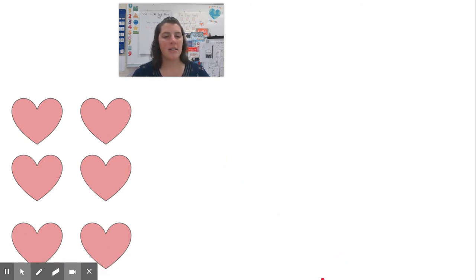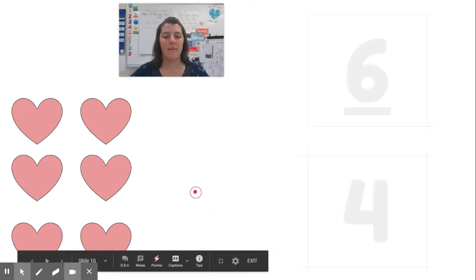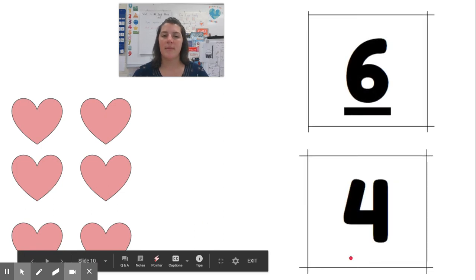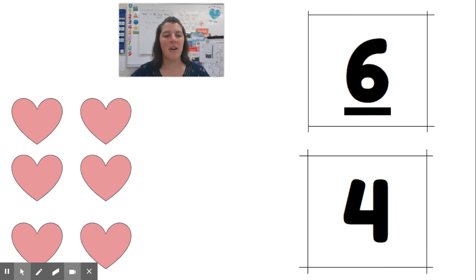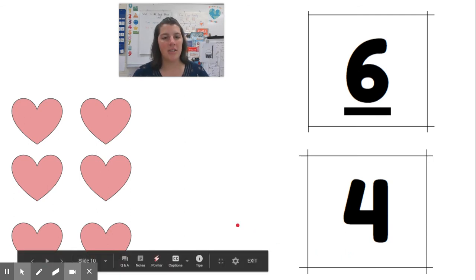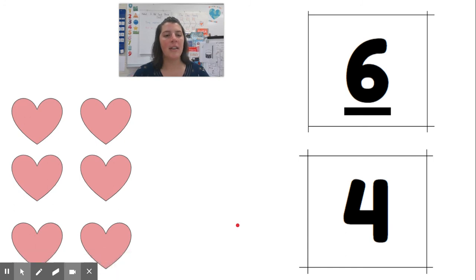Look at these hearts. Can you count to see how many there are and find the number card that shows that many? The correct answer is one of these cards. Does your card match? If not, think about how many there are and count again.